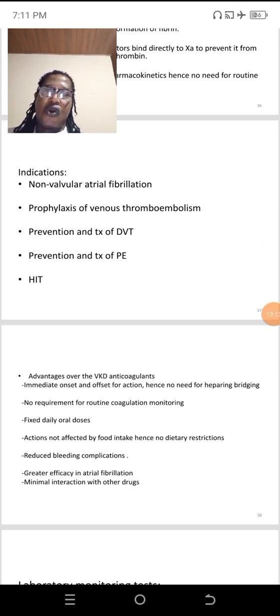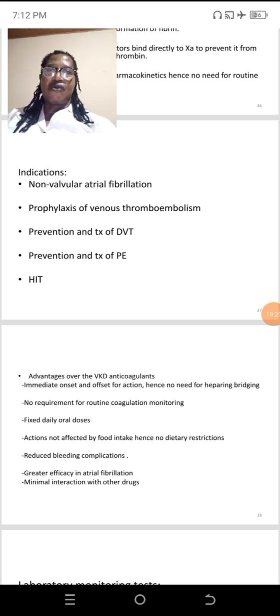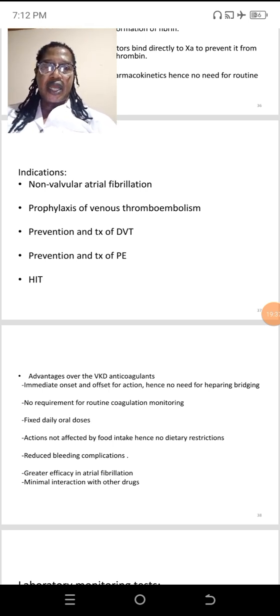What are the advantages of NOACs over the vitamin K dependent antagonists? Number one, there is immediate onset and offset of action. Hence, no need for heparin bridging. Don't forget that we mentioned earlier that with warfarin, when you want to administer warfarin, you first have to also administer heparin. You commence the warfarin with heparin before you now discontinue the heparin after some days. For this one, you don't need to co-administer with heparin because onset of action is immediate.